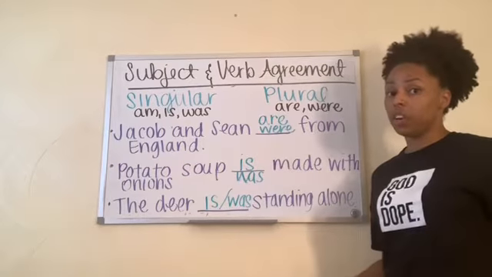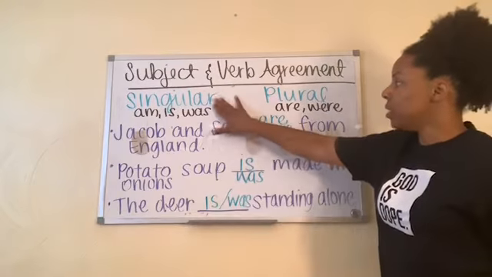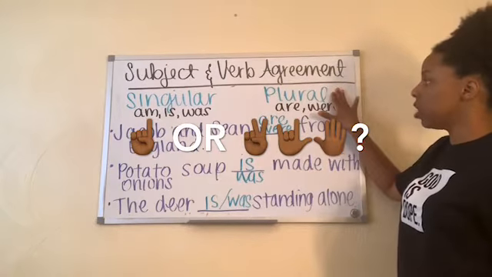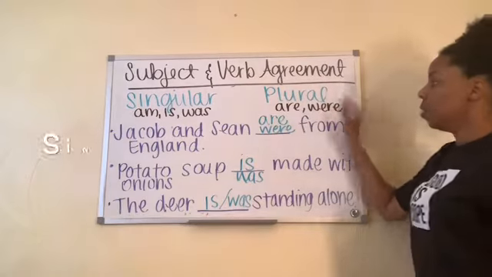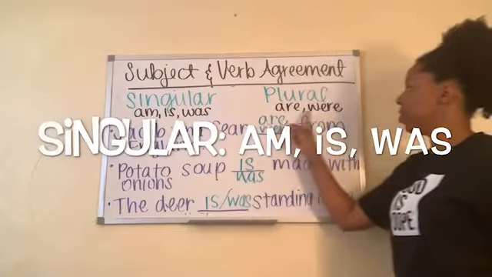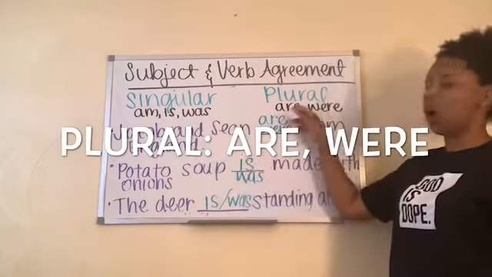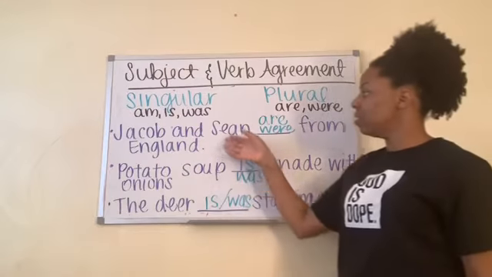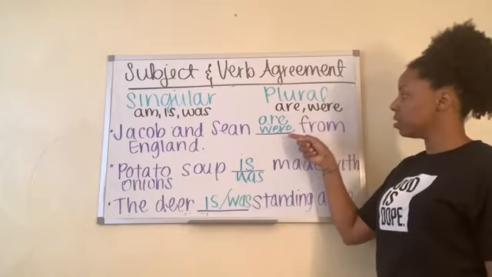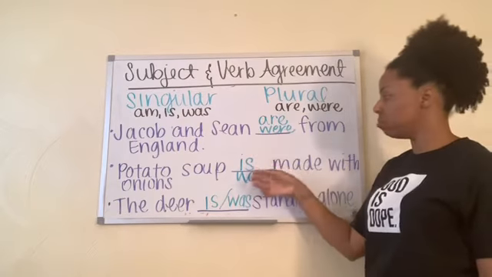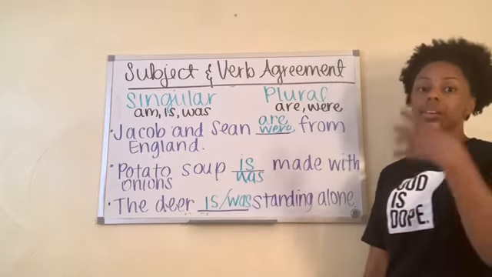That's subject and verb agreement. All you need to know is how many of those subjects you have. Is it one? Is it more than one? Which helping verb gets tied with it? If it's singular, it's am, is, and was. If it's plural, it's are or were. And then figure out when it took place, and then you'll know if it's going to be present or past. Present or past. That's it. See ya.